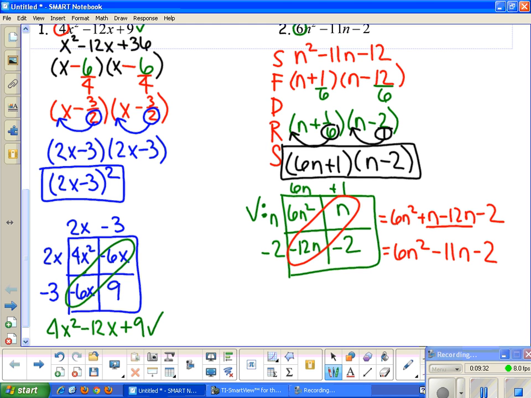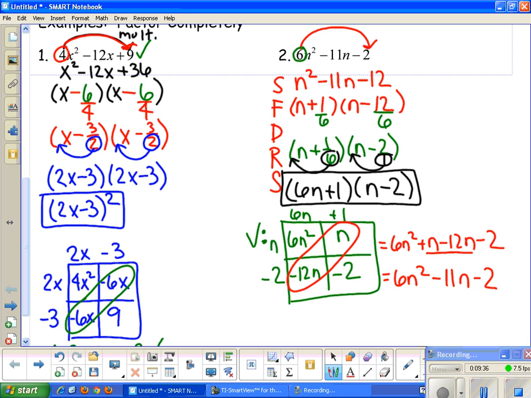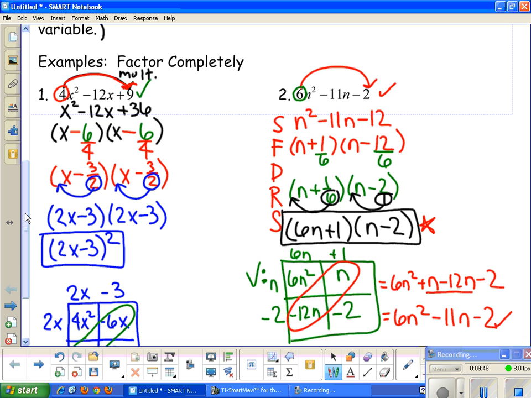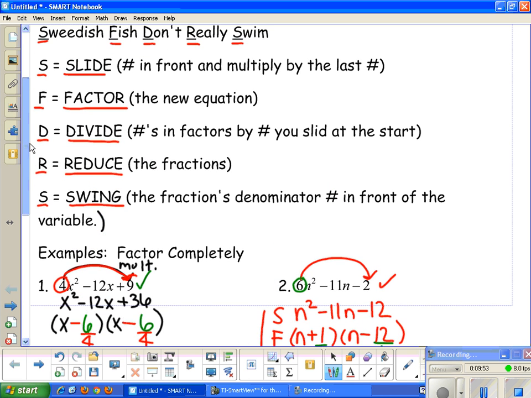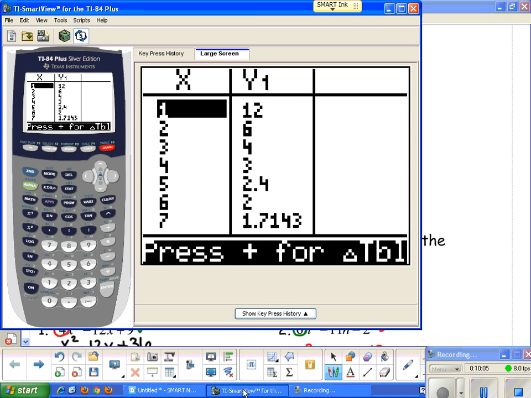Then we're going to check to see if this matches the original problem that we did, and if we look back up here, this checks out with this problem, so that means we did our factoring correctly, and this would be my solution. So again, you just have to remember the steps. And if it helps you to write them down as you go, that might be a good idea to do. So if we just go back to reiterate, S stands for slide, F stands for factor, D stands for divide, R reduce, S swing.